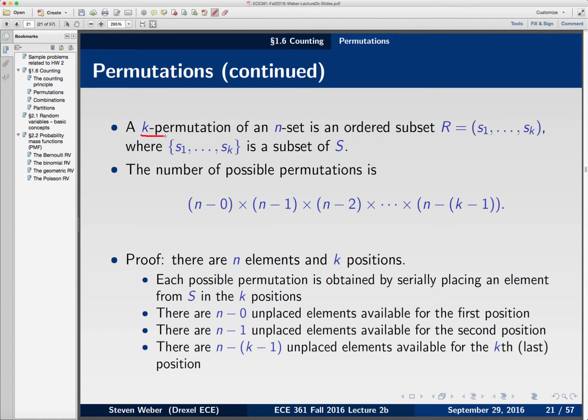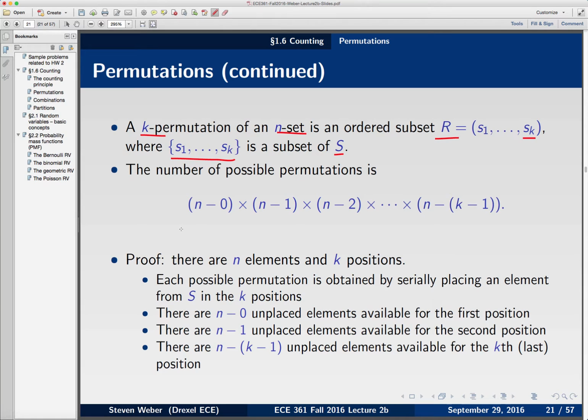A k-permutation of an n-set is an ordered subset with k elements, s1 through sk, given positions 1 through k. Here, s1 through sk are thought of as elements coming from S, the ground set. We want to know how many different possible k-permutations can be made from a given n-set.